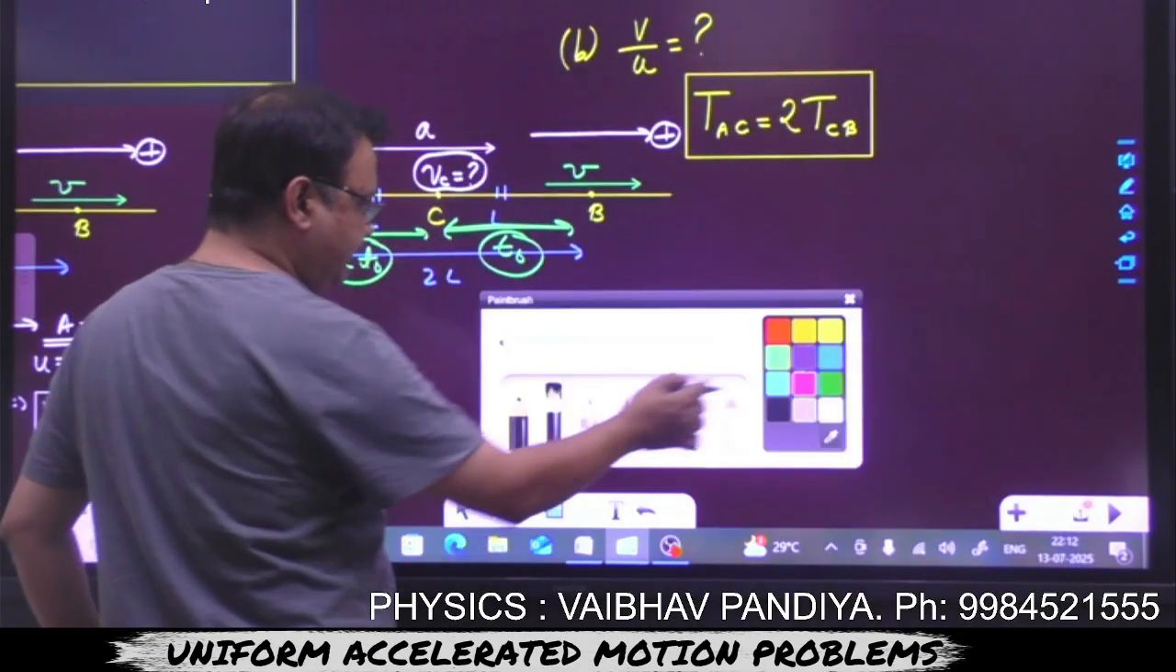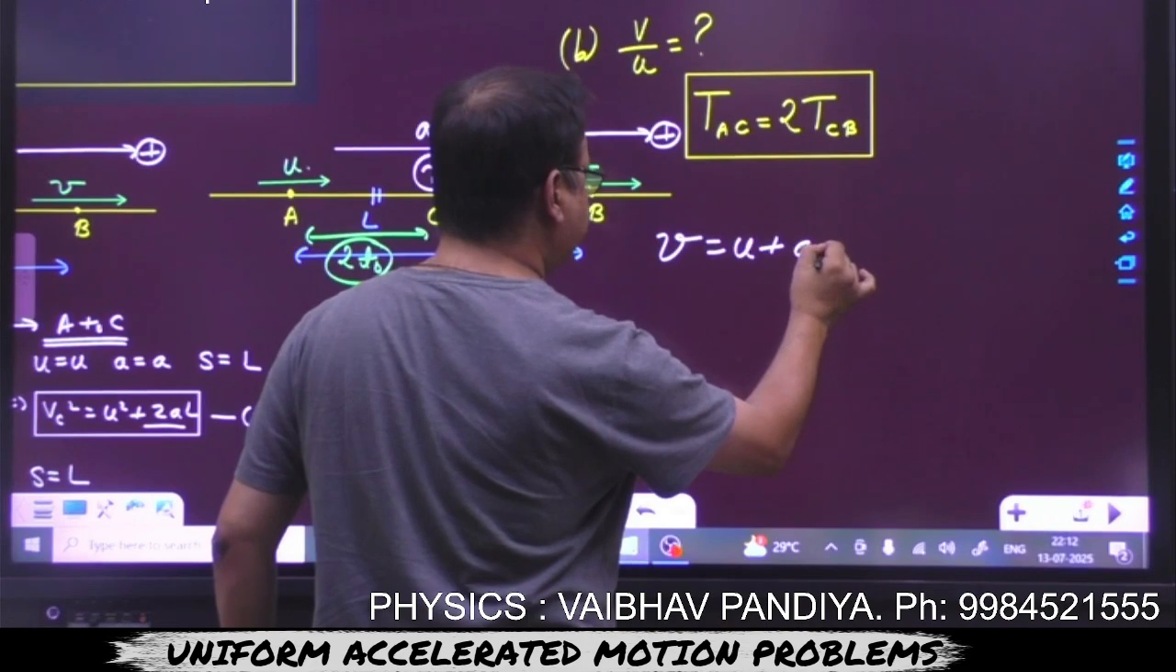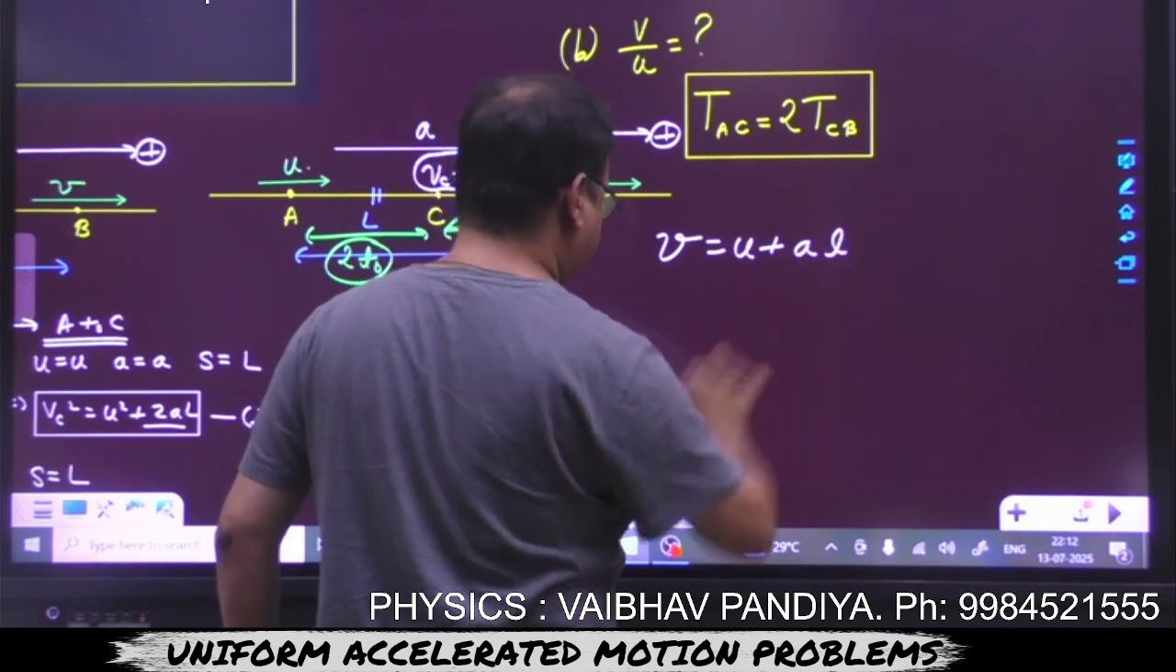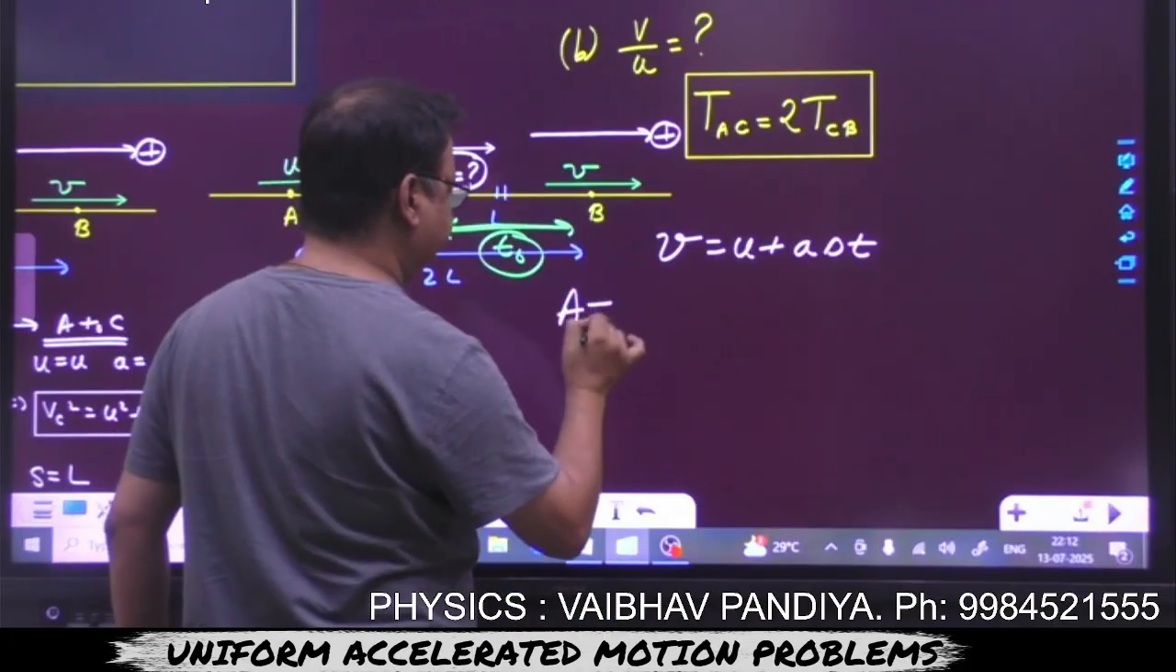Now I am applying the equation of motion, v is equal to u plus a into the time interval, say delta T, the time interval from A to C.